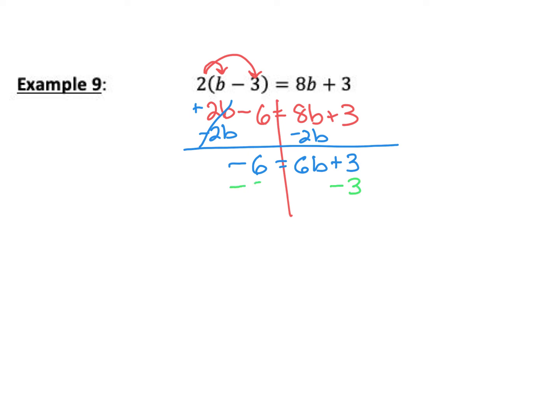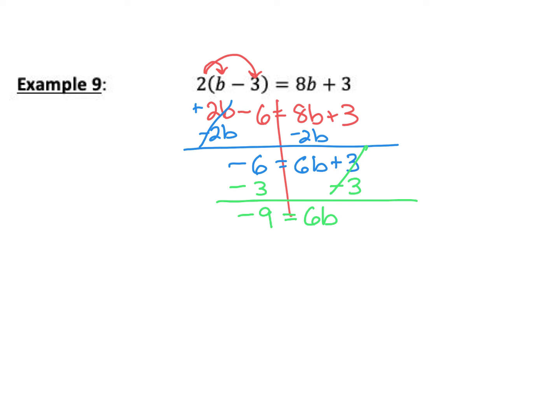How to make it 0? I'm going to put negative 3's with it. Negative 6 minus 3 is negative 9. And then we're going to have 6b, positive and negative 3 go away. Now we have 6 and b, so we've done our addition and subtraction.